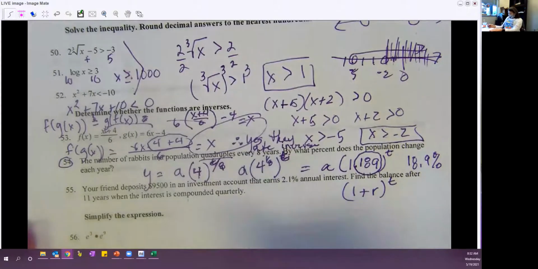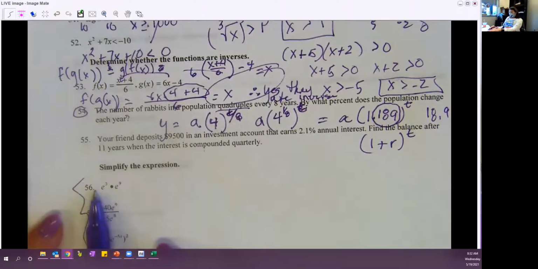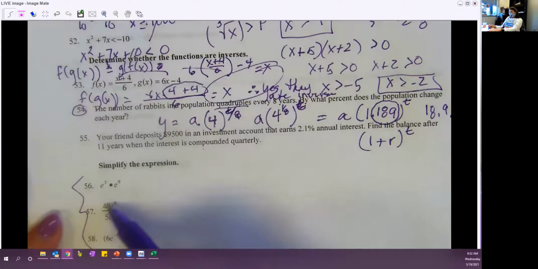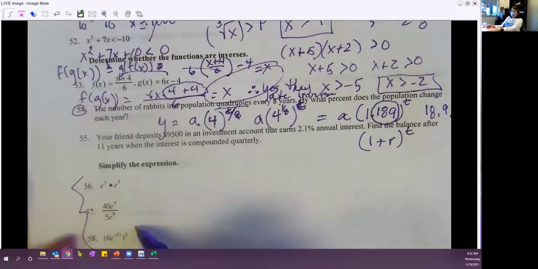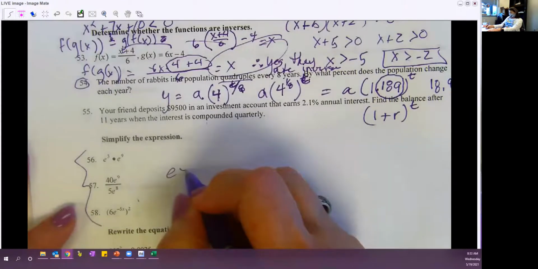Okay, so these are your exponent rules. When you multiply bases, you add the exponents. When you divide bases, you subtract the exponents. When you raise a power to a power, you multiply exponents. So you need to know your exponent rules for these.